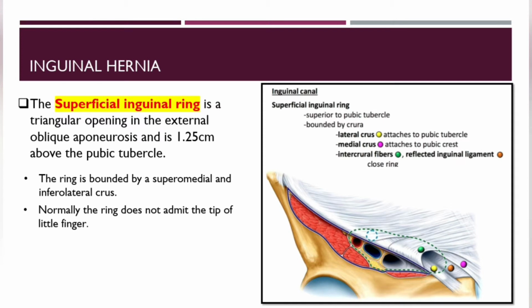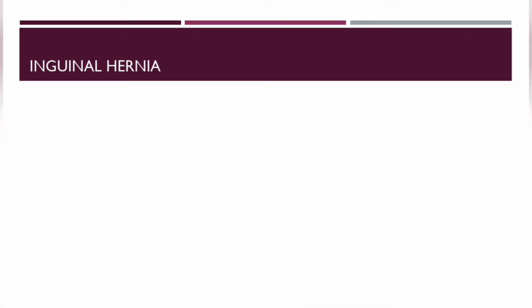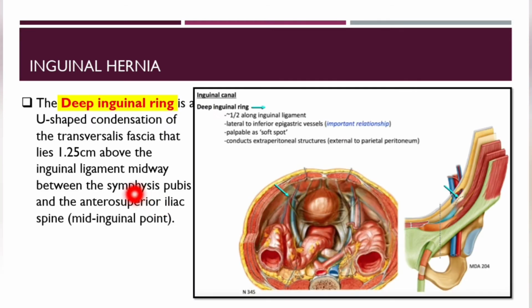Normally, the superficial inguinal ring does not admit even the tip of the little finger. And it corresponds to the midpoint of the inguinal ligament, that's the halfway point between the anterior superior iliac spine and the pubic tubercle. Deep inguinal ring. This is a U-shaped condensation of the fascia transversalis that lies 1.25 centimeters above the inguinal ligament, midway between the pubic symphysis and the anterior superior iliac spine.